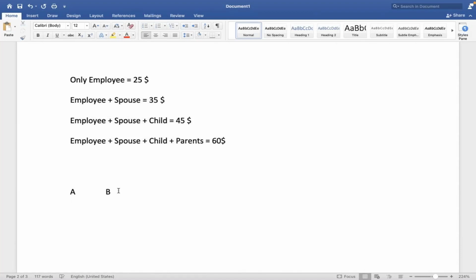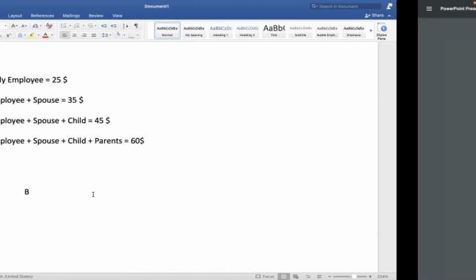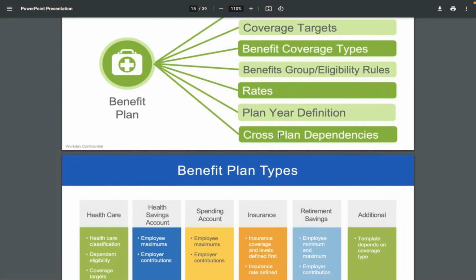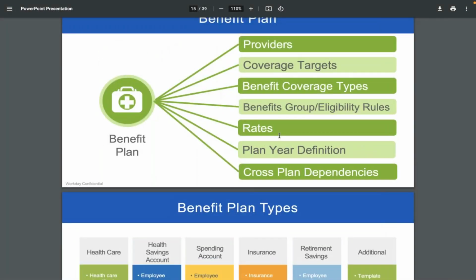That is one. Second scenario: if any employee enrolls into benefit plan A, the employee should not be allowed to enroll into benefit plan B. If any employee is enrolled into benefit plan A, they should not be enrolled into benefit plan B. This is the second scenario. In the first scenario, you are making the employee choose both plans mandatorily. In the second scenario, you are allowing the employee to choose either plan. That is nothing but cross plan dependency. These two scenarios we can achieve with this setup, sir. So any questions on this slide?